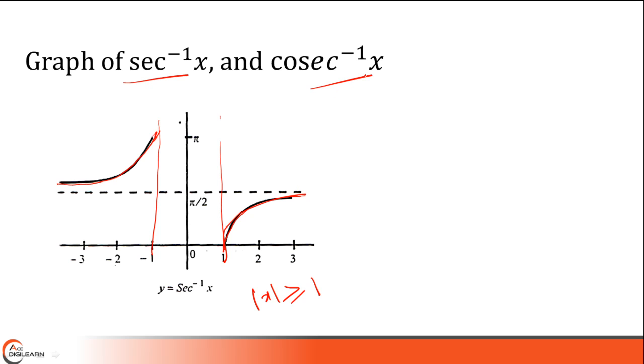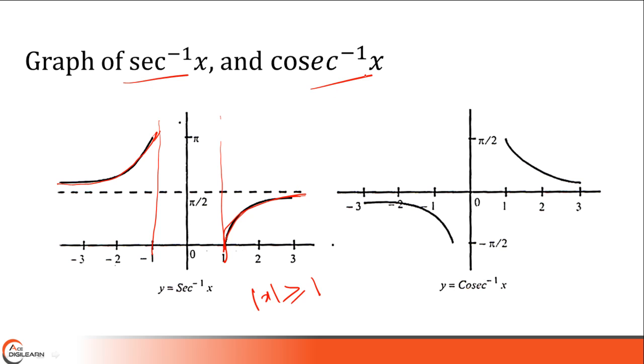Then the graph of cosecant inverse x. The domain is mod x greater than or equal to 1 and the range is minus pi by 2 to pi by 2, excluding 0. In this interval you will get a graph like this. These two graphs are also used in area under curves and definite integrals. Thank you.